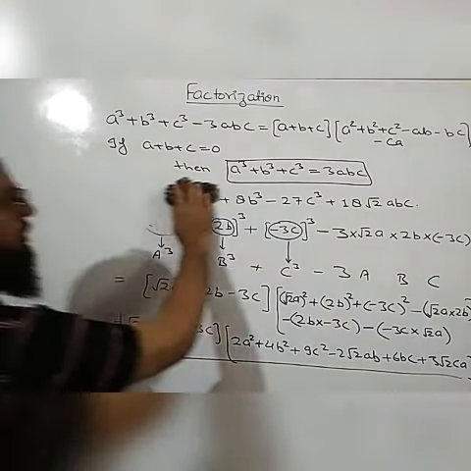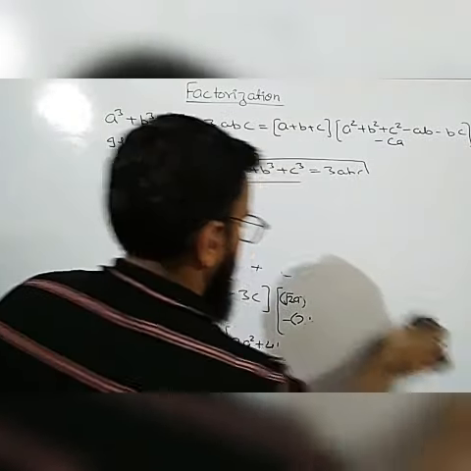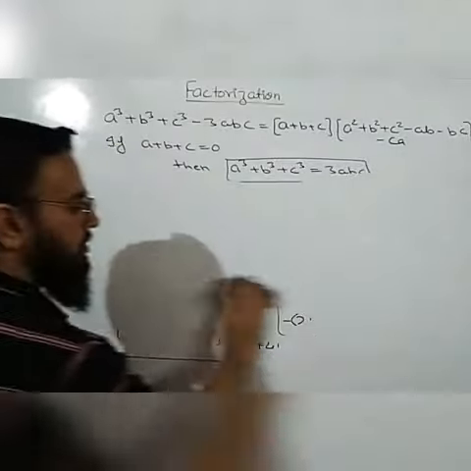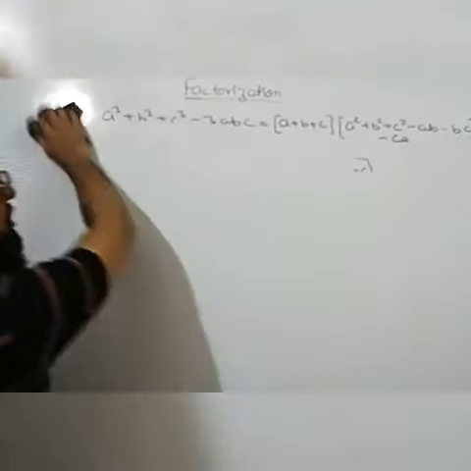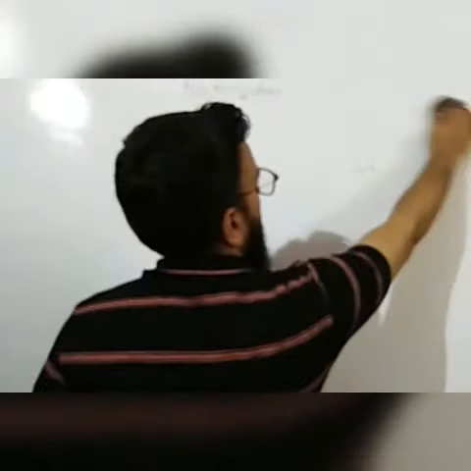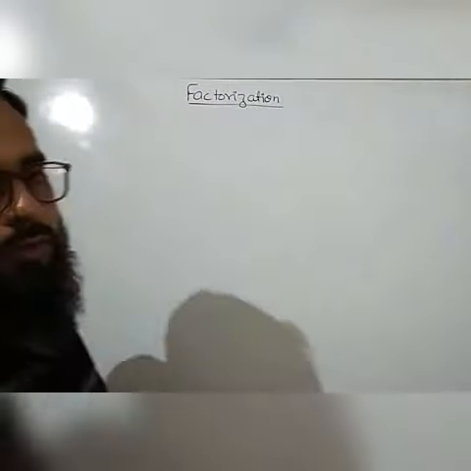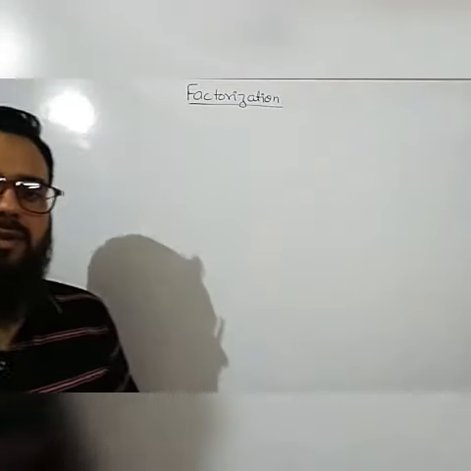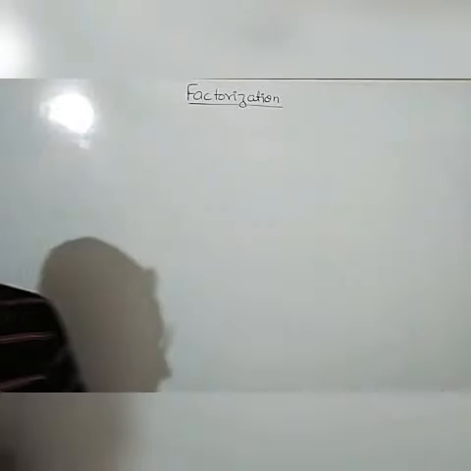Now coming to the second type of questions, which we have already discussed in the last question. That was the last question of my previous video, where we used the concept that if the sum of a plus b plus c is 0, then a cube plus b cube plus c cube is equal to 3abc. I solved only one question in my last video, so today we will discuss those questions in this video.